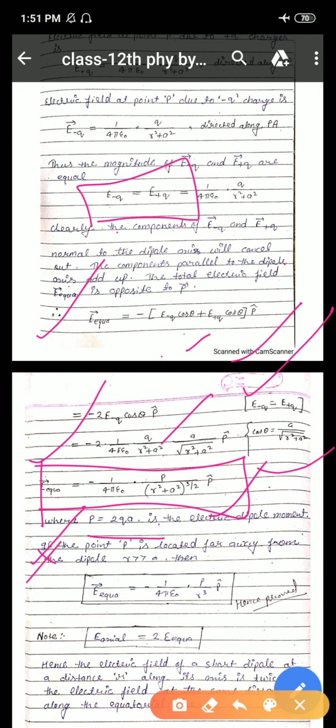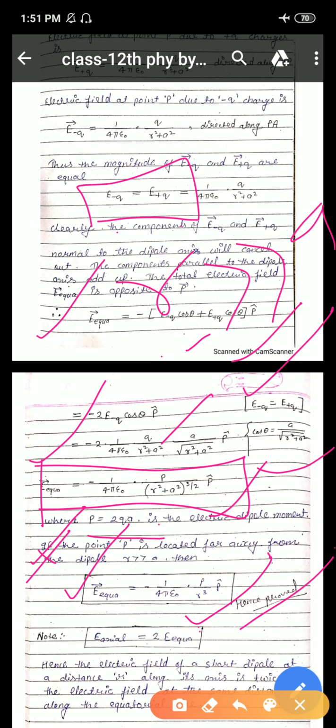So this one is the derivation. Now this one is the special case. Suppose the point P is located far away from the dipole. Suppose the values of r and a, r is much greater than a, so we have to neglect the a. Now we can find E is equal to minus 1 upon 4 pi epsilon naught P upon r cube, unit vector P, hence proved. Is it clear?